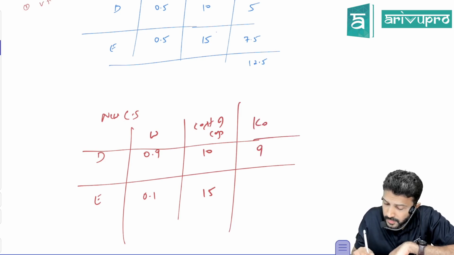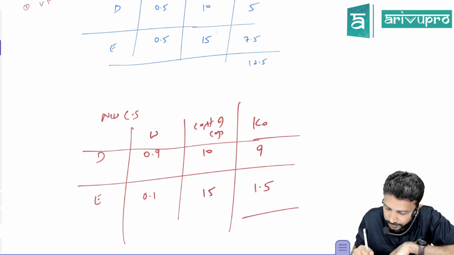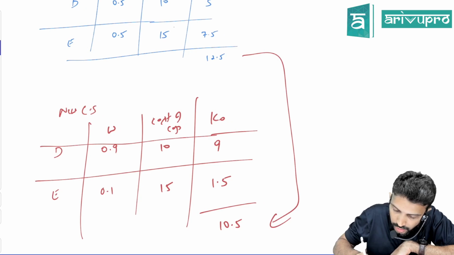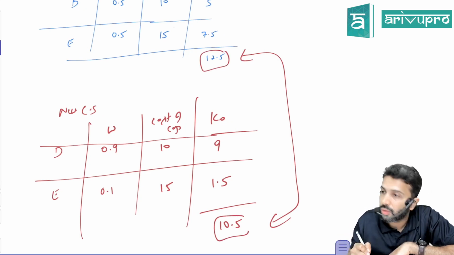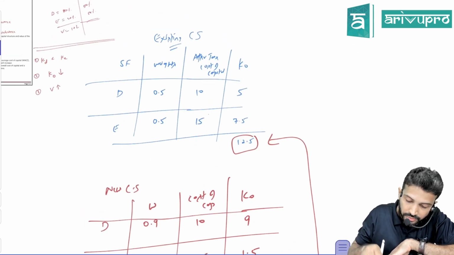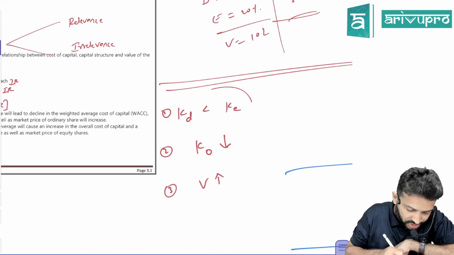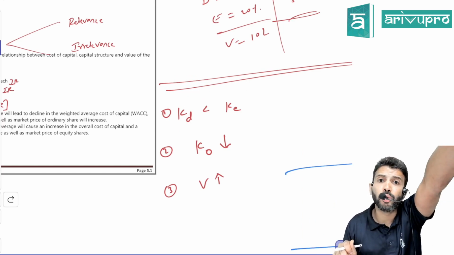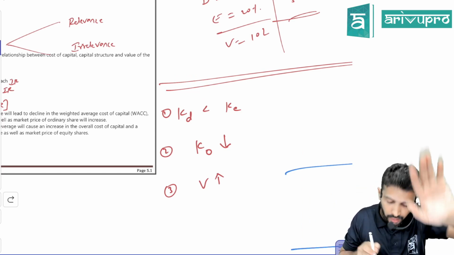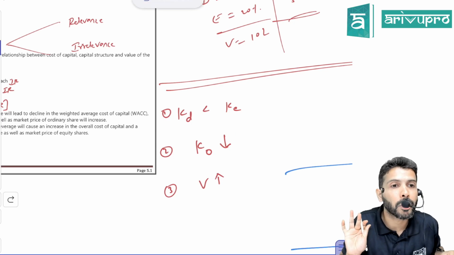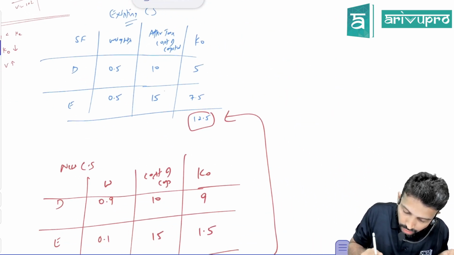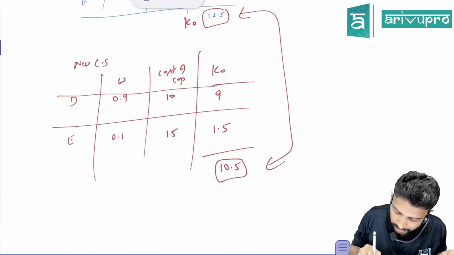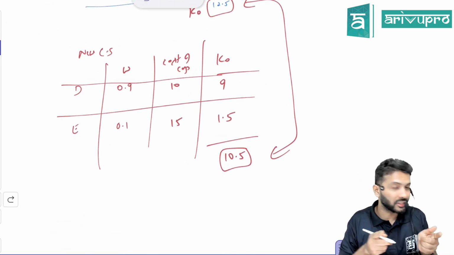9 plus 1.5, okay. How much is this? 10.5. Earlier, how much was Ko? 12.5. Now how much is Ko? 10.5. What did I say in the first equation? Debt is cheaper when compared to cost of equity. The more debt you use, the overall cost of capital will reduce. That's what I wrote in the second point. Did it reduce? Earlier, overall cost of capital was 12.5. Now it became 10.5. That means it reduced.